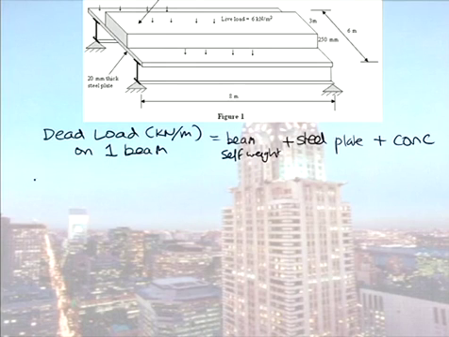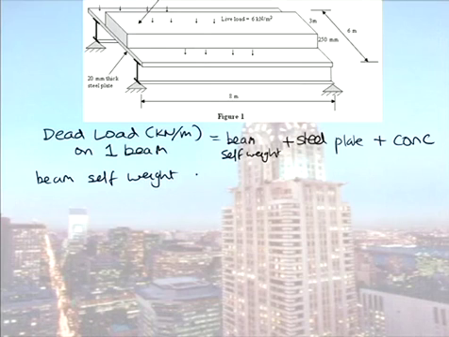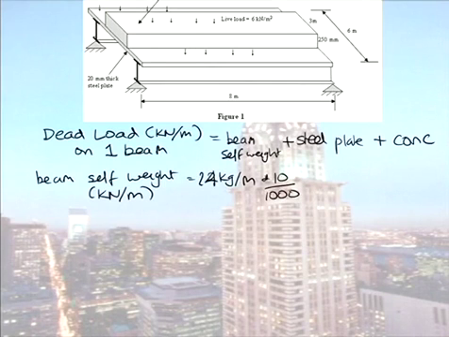So let's look at our beam self-weight. If you go back to the question here, we are told the beam weighs 24 kilograms per metre. But we want to calculate it in kilonewton per metre. So we multiply that by 10 to convert it to newtons, and then we divide it by 1,000 to bring it back to kilonewtons. So that comes to 0.24 kilonewton per metre.